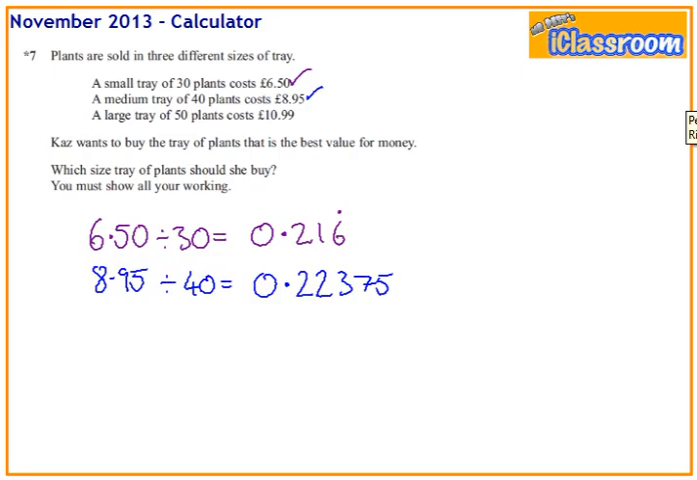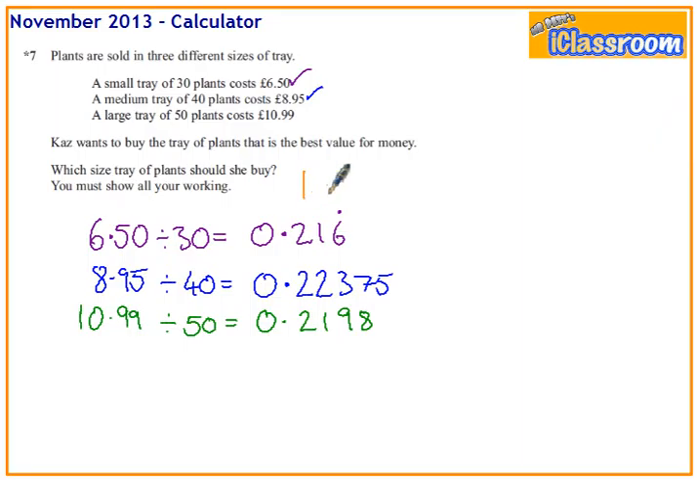One more to go, and as you could probably guess, I'm going to share the 10.99 equally between the 50 plants, making each plant worth 0.2198. Now I've got the cost of the individual plants.